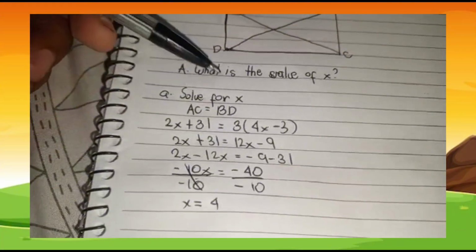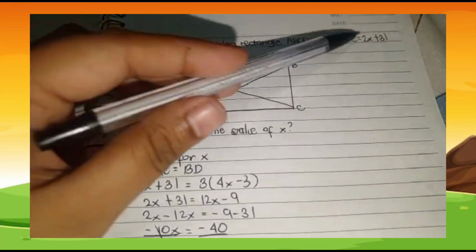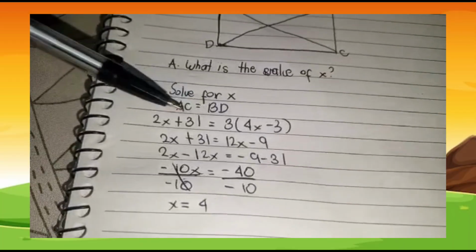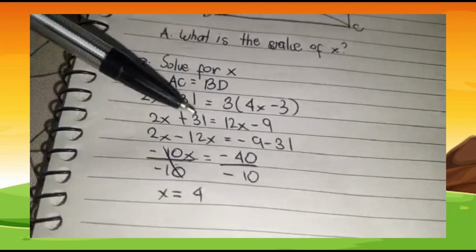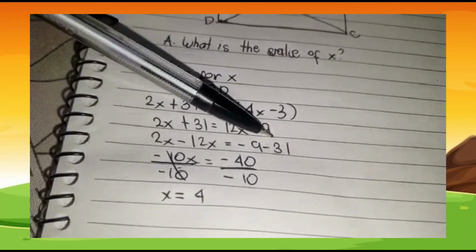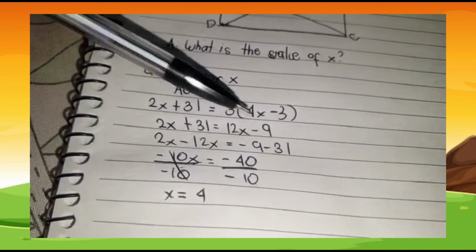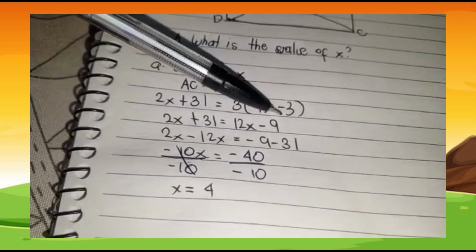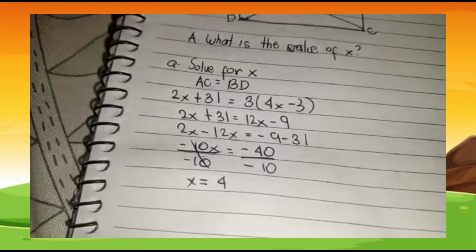So, yan. Ilagay lang natin yung given dito. Kaya may equals yan kasi congruent sila. So, ang nangyari dito, kaya naging 12x minus 9, is 3 times 4 naging 12x. 3 times negative 3 is negative 9.